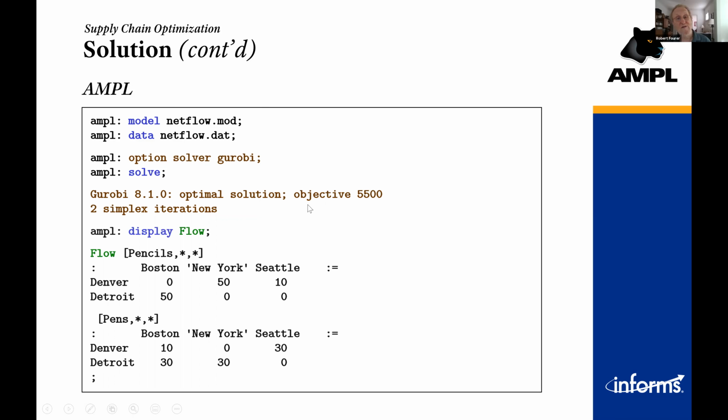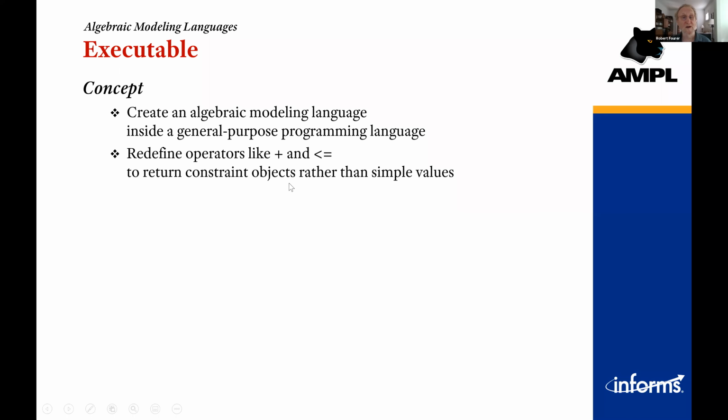So the executable approach, the concept, as I said, was to redefine some operators in the programming language so that they actually create constraints rather than just adding and comparing numbers. And this lets you do the complete application development in one language, say Python. Okay? And it does give you some direct access to advanced solver features if it's something like Gurobi Pi that belongs to a particular solver.